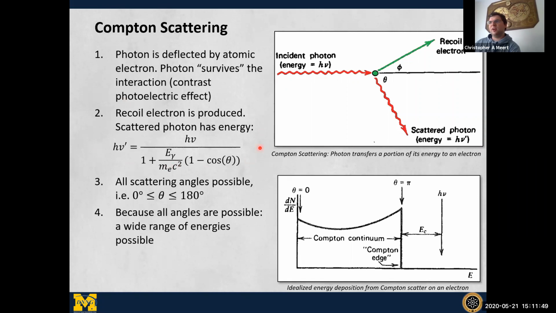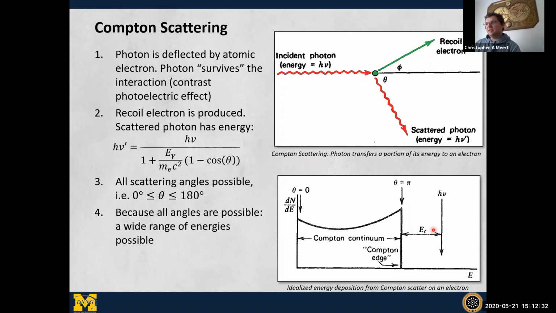This equation describes the scattered photon energy, which relies on the scattering angle, theta, as well as energy terms. I've shown a plot in the lower right with an idealized energy deposition for a Compton event. If full energy was deposited, you'd have a point here, but instead there's a continuum. A scattering angle of pi maximizes the function, and a theta of 0 results in a very small energy deposition, the minimum.